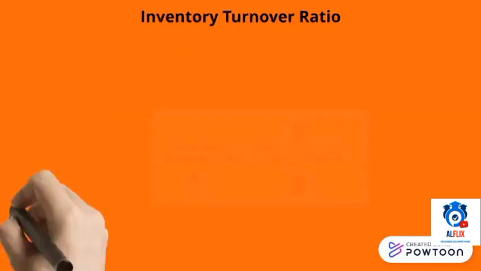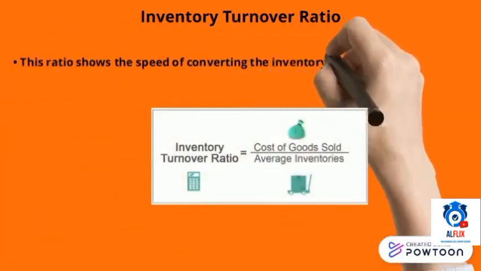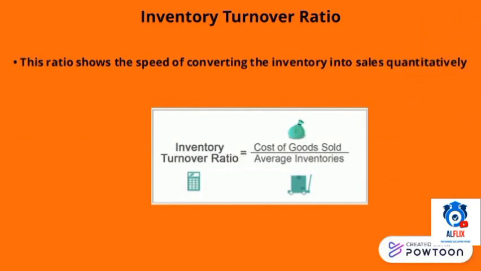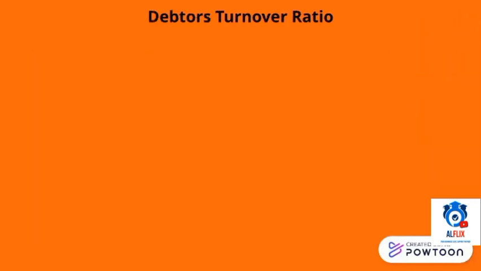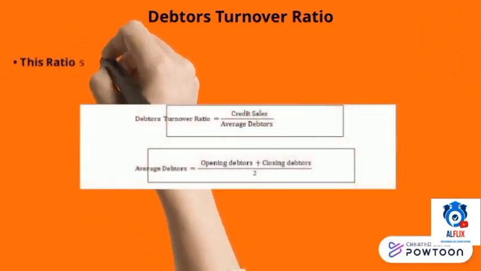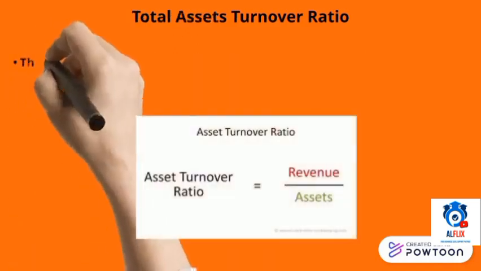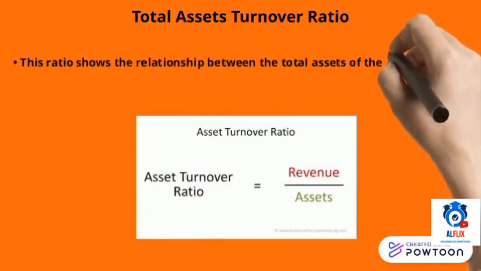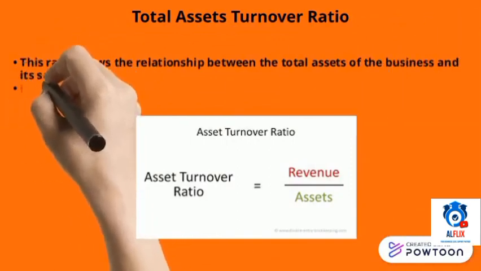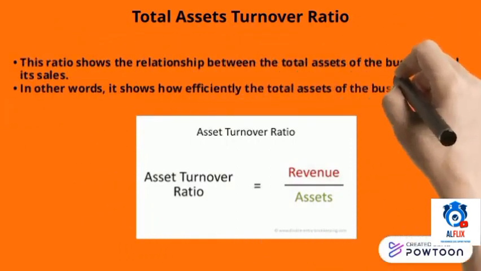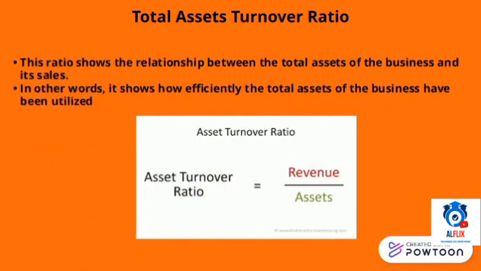Inventory turnover ratio. This ratio shows the speed of converting the inventory into sales quantitatively. Debtors turnover ratio. This ratio shows how efficiently the business collects the cash from its debtors. Total assets turnover ratio. This ratio shows the relationship between the total assets of the business and its sales. In other words, it shows how efficiently the total assets of the business have been utilized.